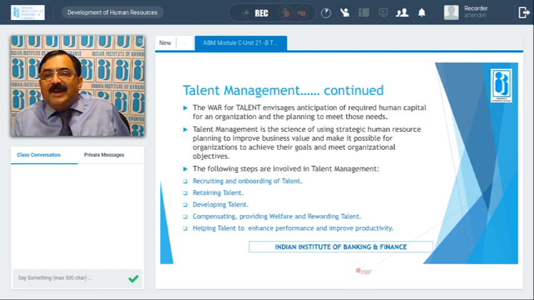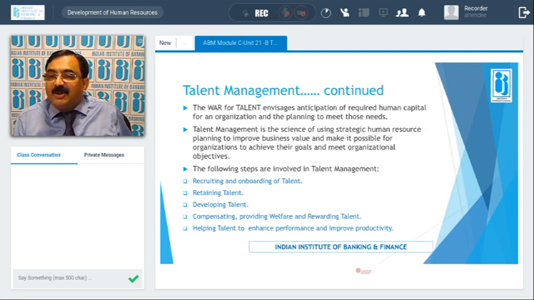Now, talent management, as was described by McKinsey, is called the war for talent. It's virtually a war in the sense that it envisages anticipation of required human capital for an organization and the planning to meet those needs. So, in anticipation, we need to understand the kind of human capital which is required for an organization and plan to meet those needs. So, strategies, proactive measures which we will have to initiate to manage the talent. It virtually becomes like a war.